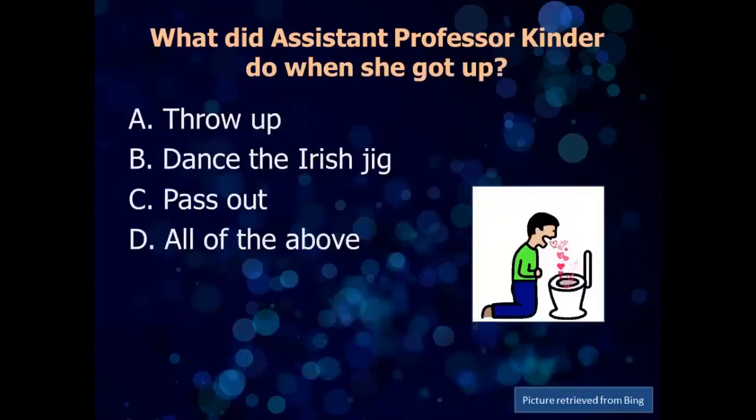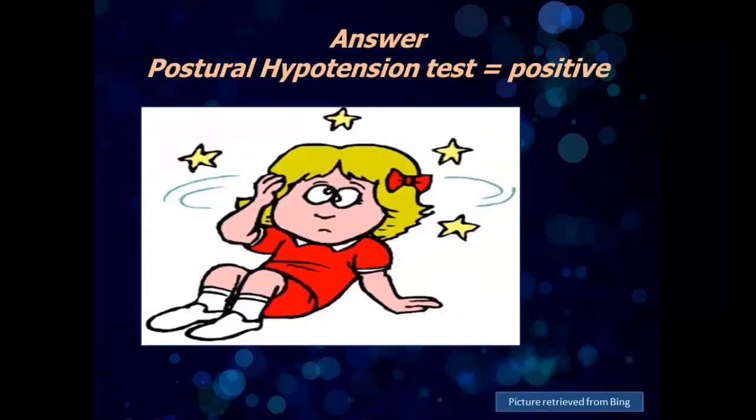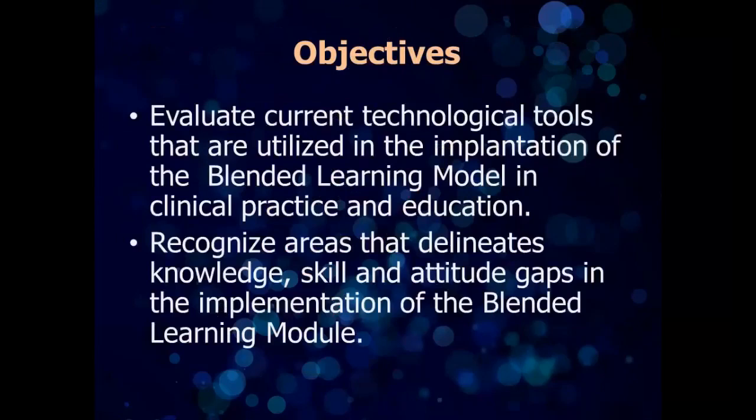And the first question is, what happened when I got up? Did I throw up, dance a jig, pass out, or all of the above? Any answers? B? All right. Well, I was positive for postural hypotension. So blood pressure medicine will make it difficult getting up from a castle. But I had a really good time.